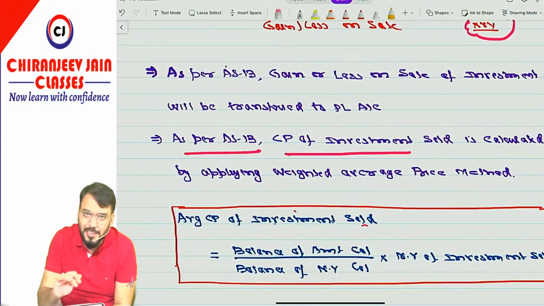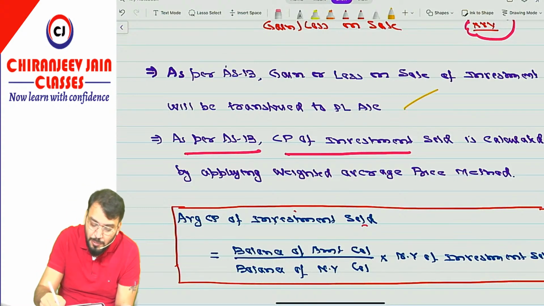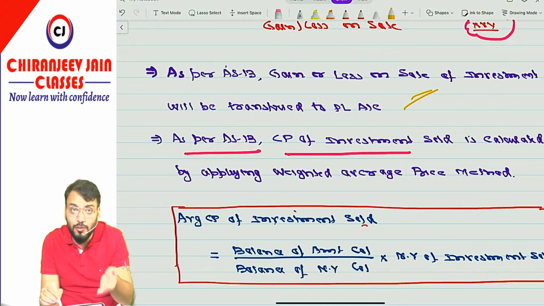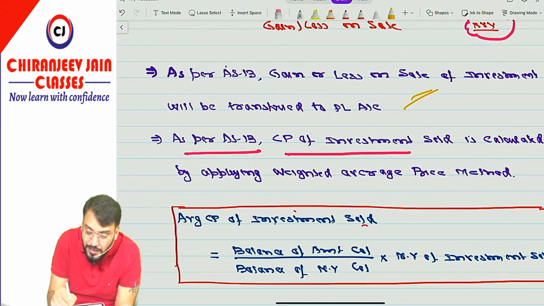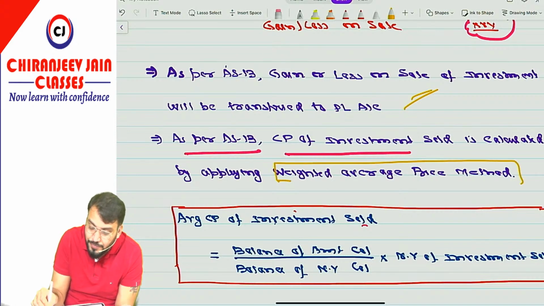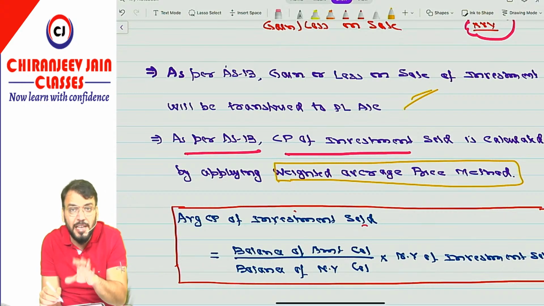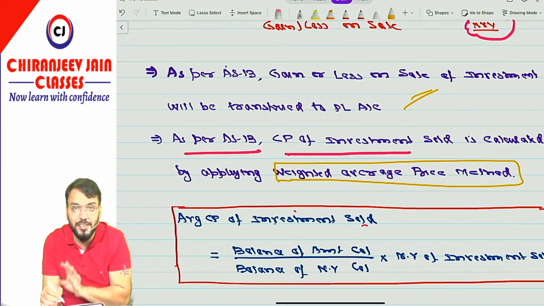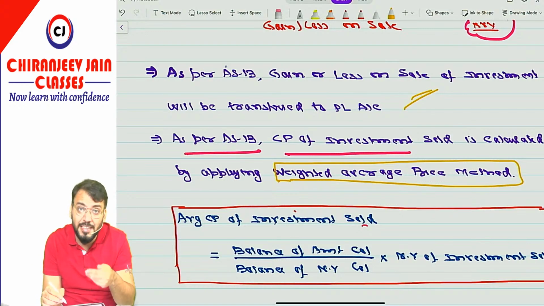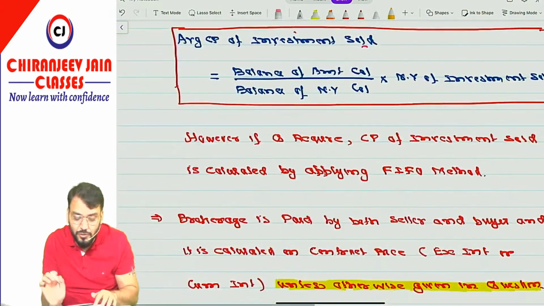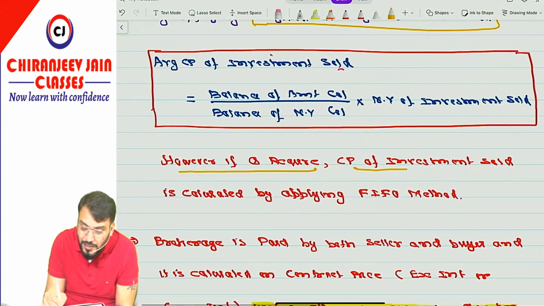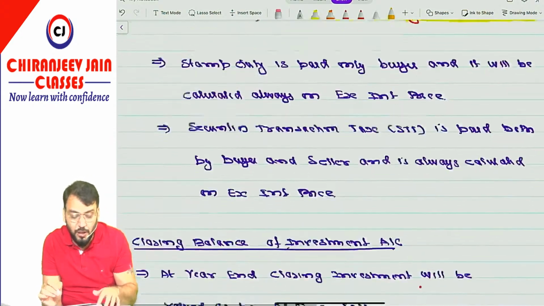Yes sir. Now as per AS 13, the gain or loss on sale of investment will be transferred to PL account. And as per AS 13, the carrying amount, that is the cost price of investment sold, will be calculated by applying the weighted average cost price method. Until the question informs us to use FIFO method. If the question is silent, always apply weighted average price method. If the question says, then we'll apply first in first out method. We'll take one question from weighted average price method and one from first in first out method. It is quite possible in exam they ask first in first out method, correct? This will depend totally on the question.